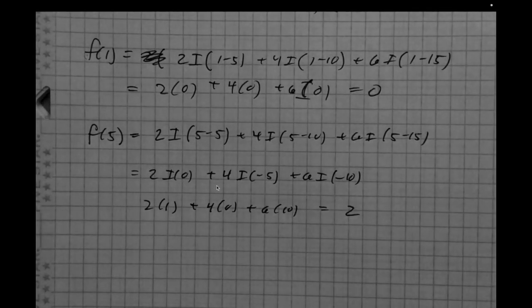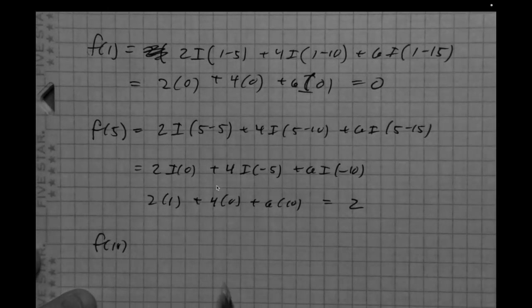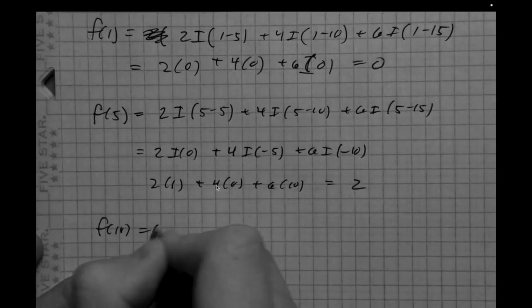Okay, and then it turns out that if you plug in 6, you'll also get a 2. If you plug in 7, you'll get a 2. 8, you'll get a 2. 9, you'll get a 2. All the way up to, but not including 10. If you go 9.9999, you'll get a 2. Right, and what happens at 10? Well, at f of 10, you would actually get a 6.